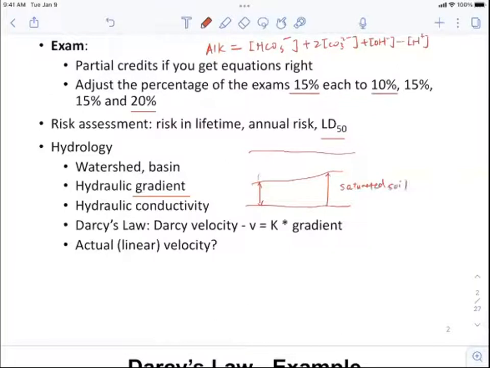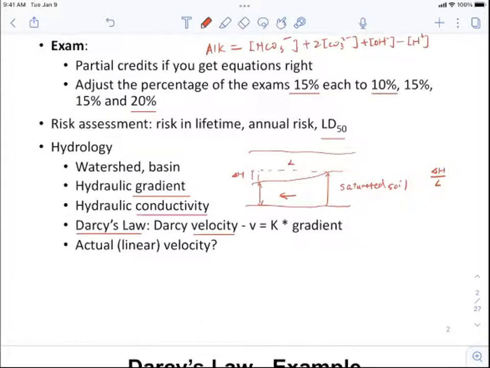If there's a difference in the height, delta H, you can calculate the gradient by just using delta H divided by L. That's the gradient. With this gradient, we can also calculate how fast the water is going to flow in the saturated soil. It flows from the higher location to the lower location. You will need to know the hydraulic conductivity, how fast this medium allows the water to flow through. So we can calculate an average velocity, which is called the Darcy velocity, using Darcy's law.